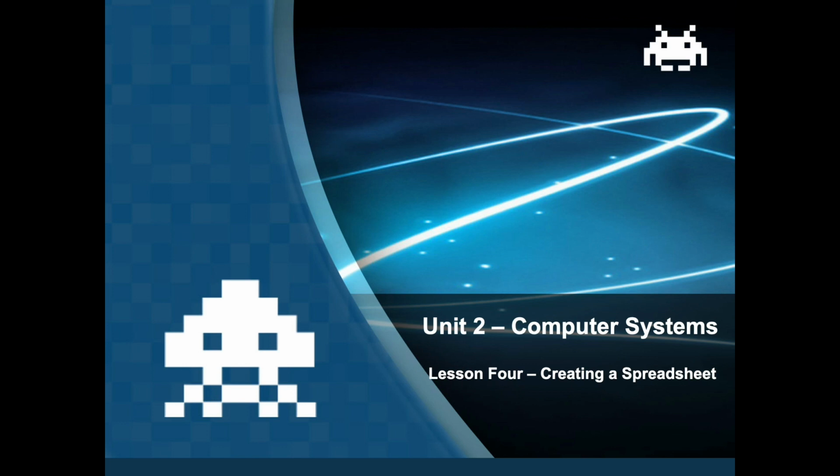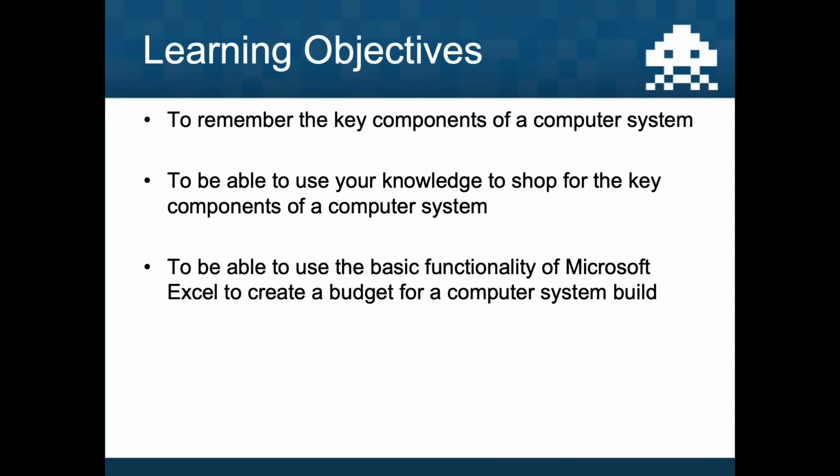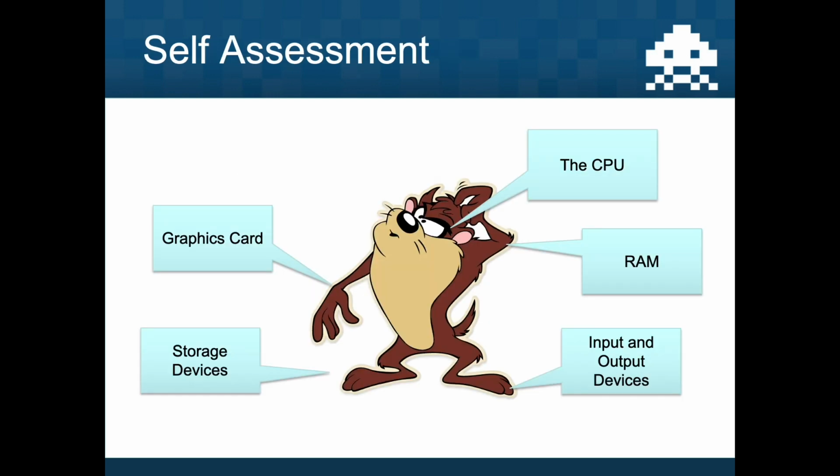So as I said, this is the fourth lesson in the Year 7 Computer Systems series of work, and in this lesson we're going to be looking at creating a spreadsheet to budget a computer build of our own. By the end of the lesson, you will understand what the key components of a computer system are. You will use your knowledge to shop for key components online, and then we're going to use Microsoft Excel to create ourselves a shopping list and a budget for our computer build.